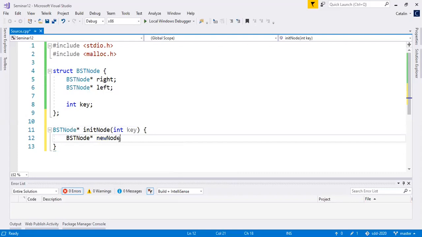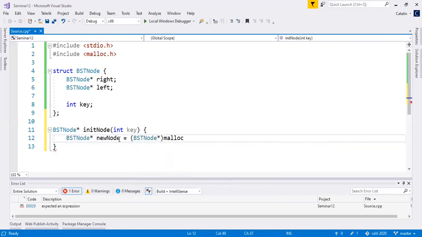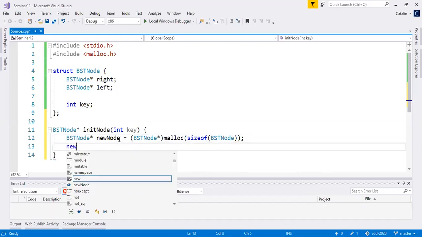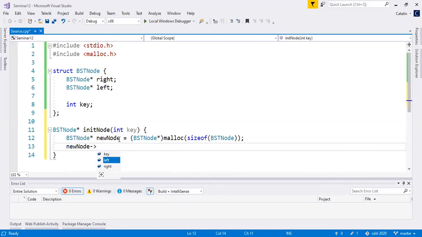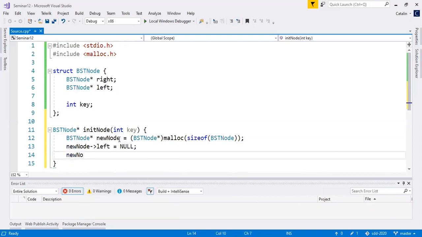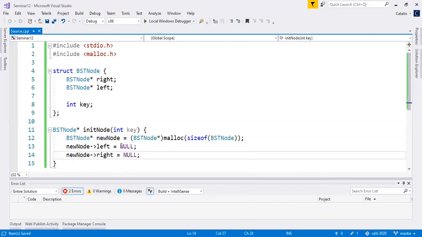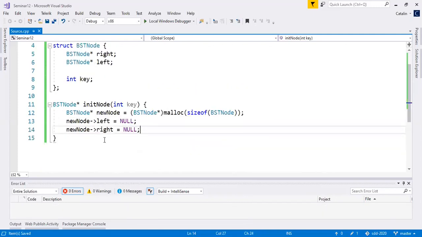Okay, new node equals binary search tree node asterisk malloc and the size of binary search tree node. Okay, don't forget to initialize. We had this issue on Tuesday. So new node left equals null and new node right equals null. Okay, so this is how we initialize a node.